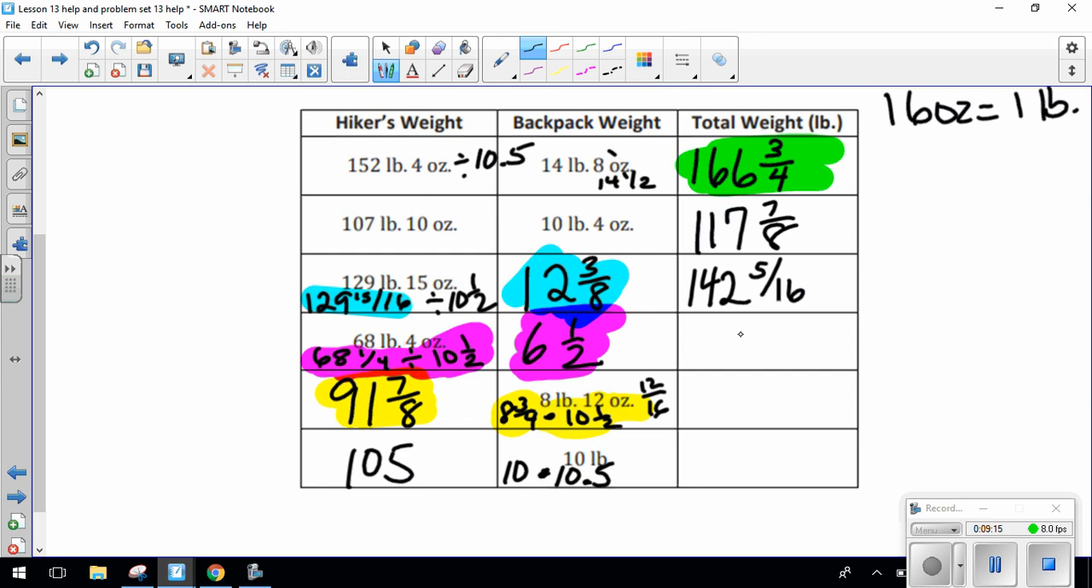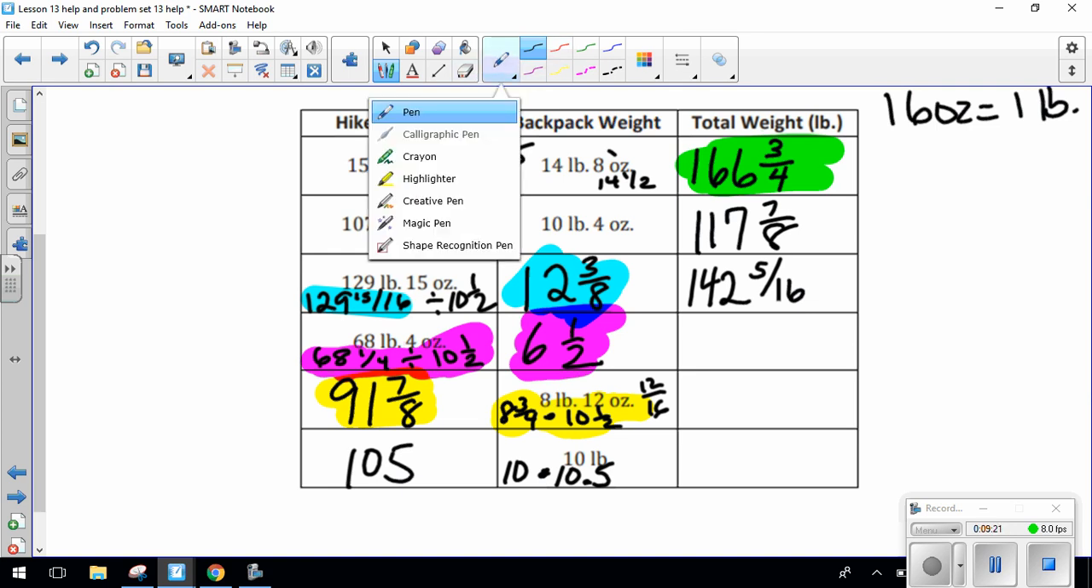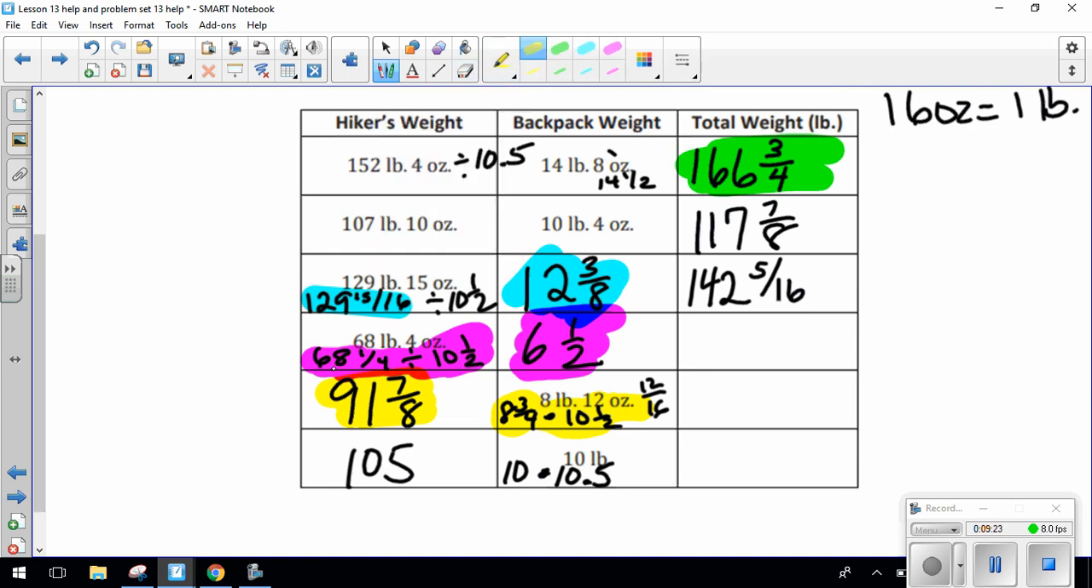And I'm just going to go back through here now and write the totals. So if I add 68 1/4 plus 6 1/2, I'm going to get an answer of 74 3/4. And these answers are all in pounds.